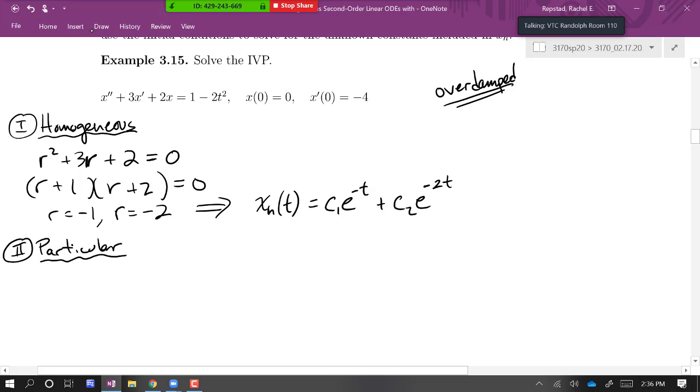So look, the forcing function here is a polynomial of degree 2. So my x particular is going to start by taking on the form of a generic degree 2 polynomial. I'm going to have a t squared term, a t term, and a constant, and I don't know what the coefficients are. So at squared plus bt plus c.